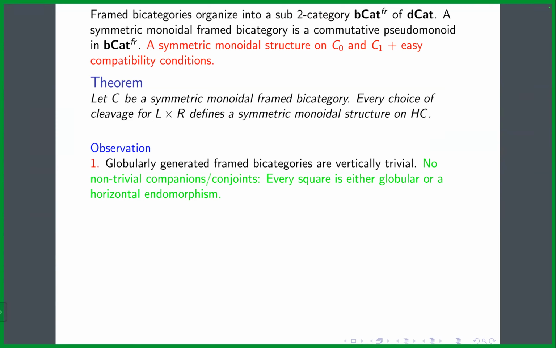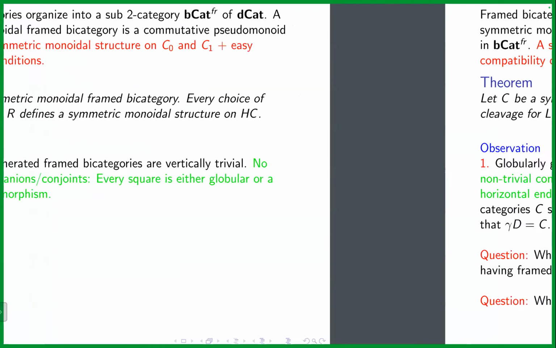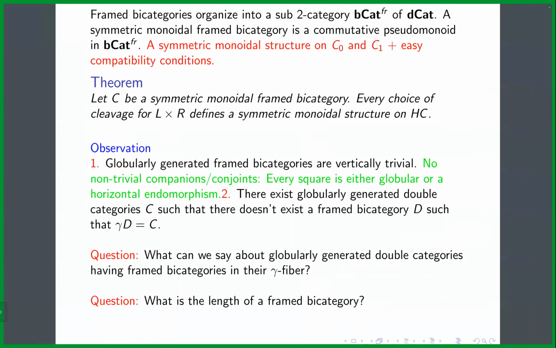Now, of course, we're interested in the following problem. If we can extend a decorated bicategory into a double category, if we can internalize that, how can we decide if we can internalize that into a frame bicategory? Now, one thing is that globularly generated frame bicategories are all vertically trivial. So we can't have globularly generated double categories that are frame bicategories without them being trivial. This is just the fact that there are no non-trivial companions and conjoints. So every square is either globular or a horizontal endomorphism in a globularly generated double category, which is okay.